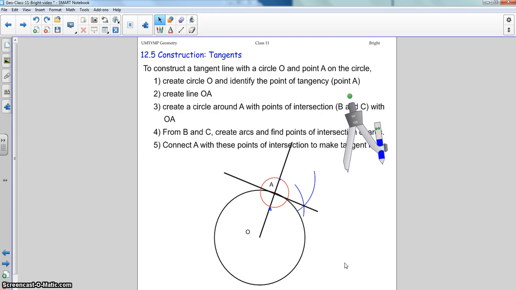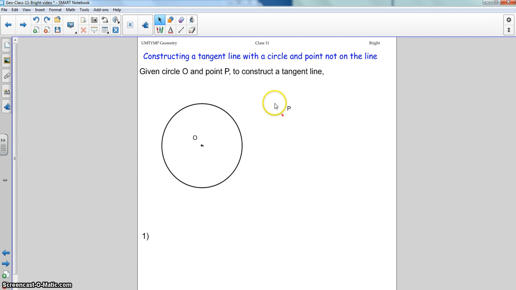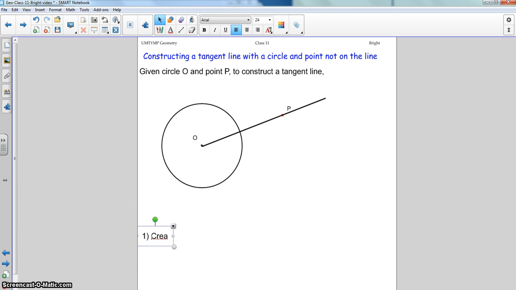Next one. Now this next one we consider the case when we have a point that is not on the circle of interest, and so we want to create a tangent line that passes through P and is tangent to O. So first thing is really just to make a line segment that extends from O through P. Okay, and so I'll make note of that down here. So create line OP.